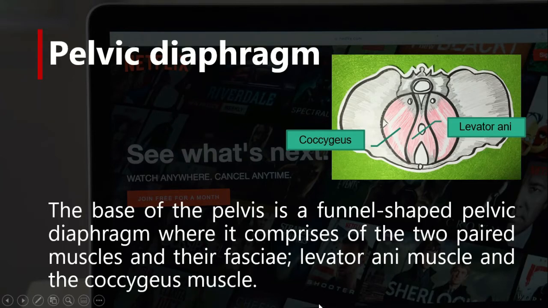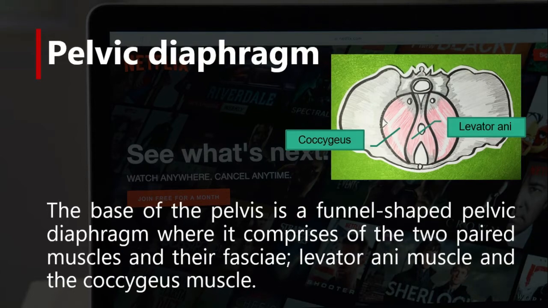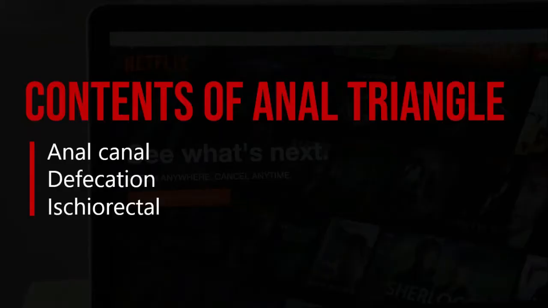From a different perspective, the base of the pelvis is a funnel-shaped pelvic diaphragm, which comprises the levator ani muscle and the coccygeus muscle. The function of the pelvic diaphragm is to support the pelvic organs and prevent them from prolapse. It is incomplete anteriorly to allow passage of the urethra in males and the urethra and the vagina in females. Contents of the anal triangle involve the anal canal, defecation, and the ischiorectal fossa.